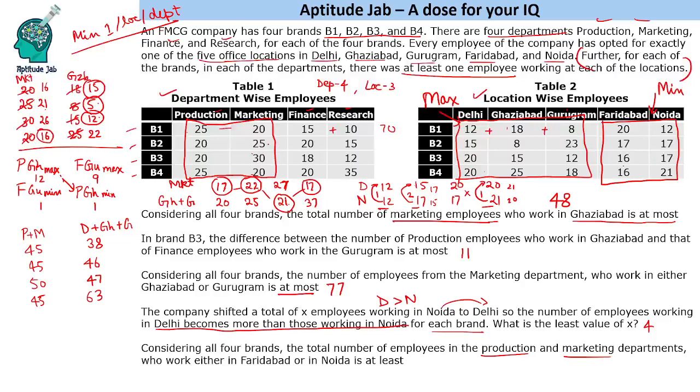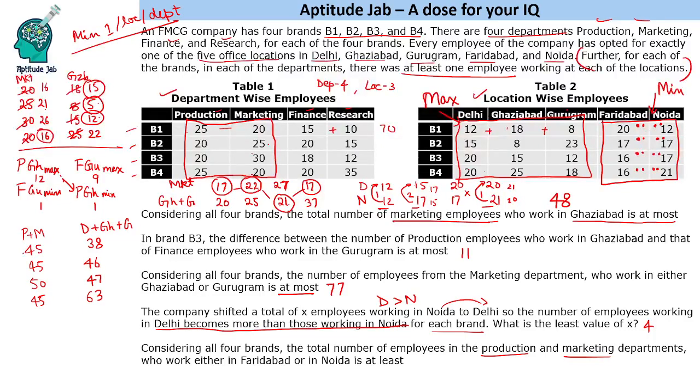Right? Now, understand one thing, that in Faridabad and Noida, first of all, we will minimum assign one employee of these two in these two locations. Okay, minimum is one. So minimum two employees, one from production, one from marketing. Similarly, minimum two employees, one from production, one from marketing. So we have assigned one production and marketing in all these.